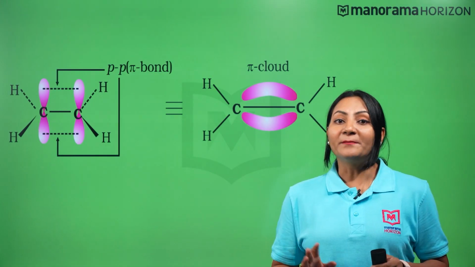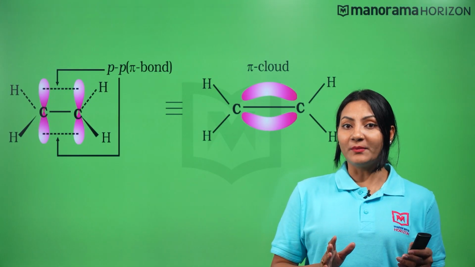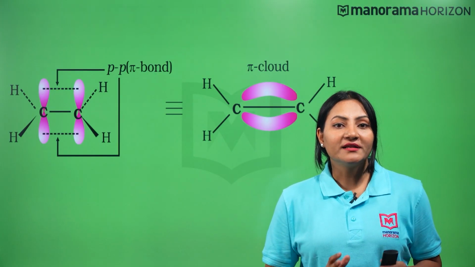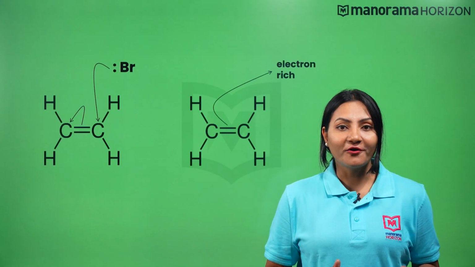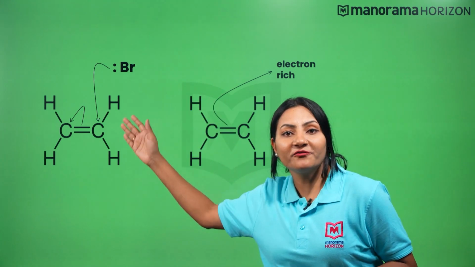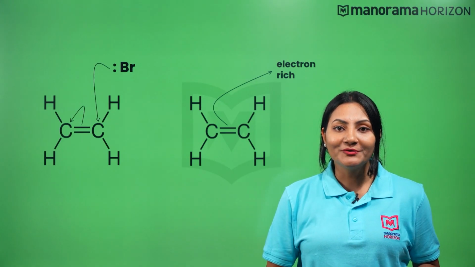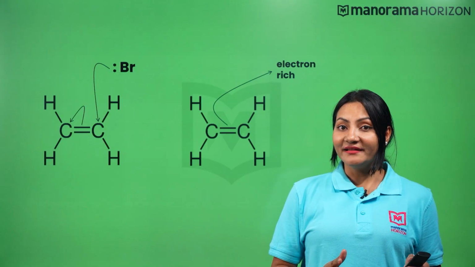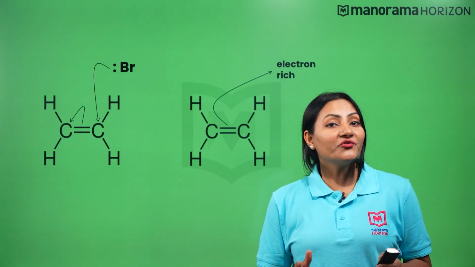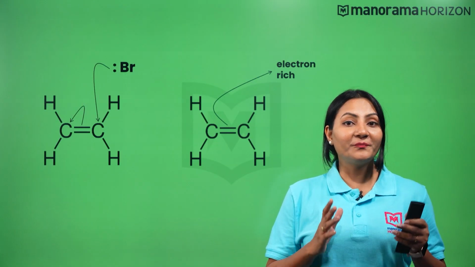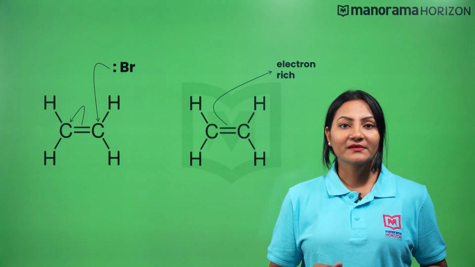Do you know the pi bond is a weaker bond due to sideways overlapping between the two p orbitals? Therefore, alkenes are easily attacked by electrophilic reagents or compounds which are in search of electrons, as alkene behaves as a source of loosely held mobile electrons because of the presence of the pi bond.